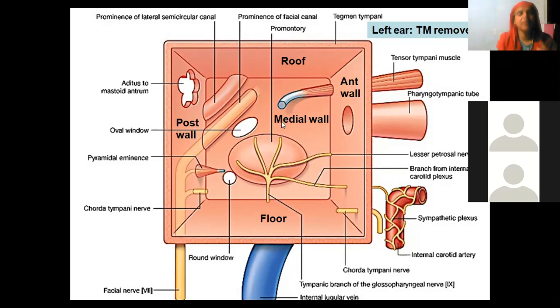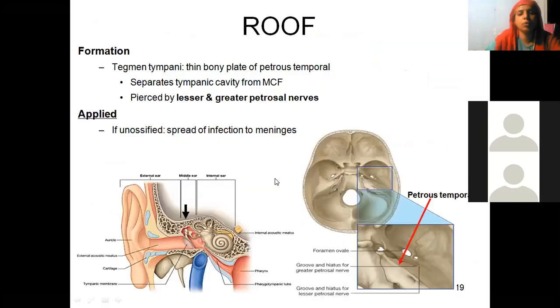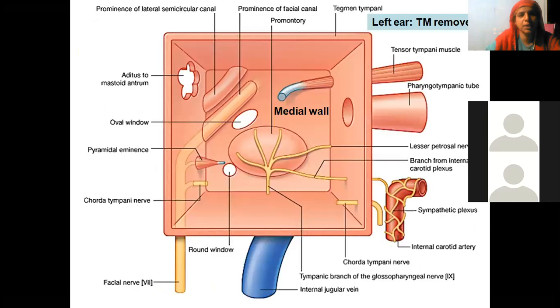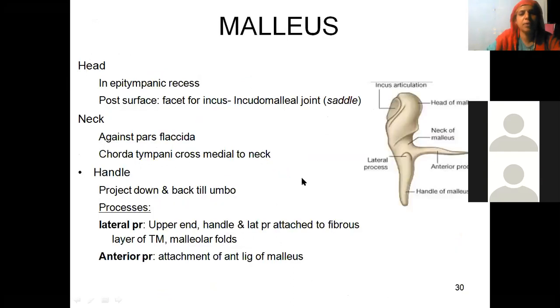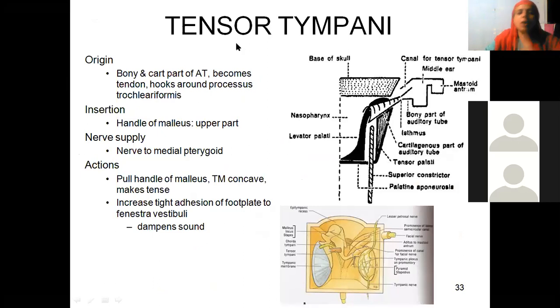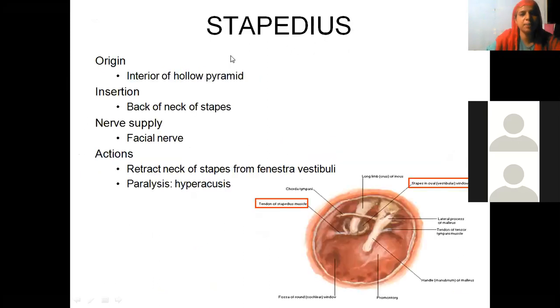So imagine the middle ear as a room with 6 boundaries. It has a roof, floor, anterior wall, posterior wall, medial wall and lateral wall. And what are the structures forming each boundary you have to write. Then you should talk about contents also. Contents, I told you we have three ossicles. What are those three ear ossicles? Malleus, incus and stapes. These are the three small bones called the ear ossicles, found in the middle ear. Apart from that, you have two muscles also, tensor tympani and stapedius. So this is all about the middle ear.